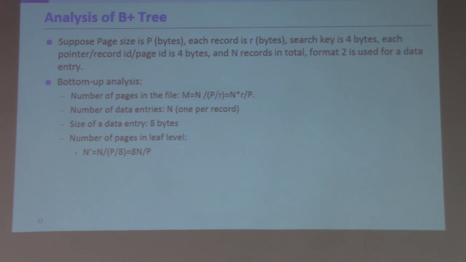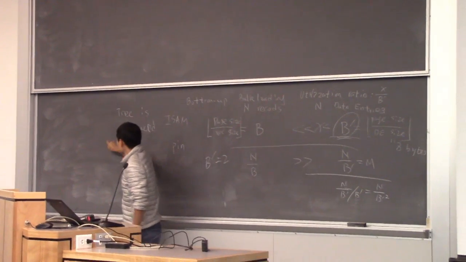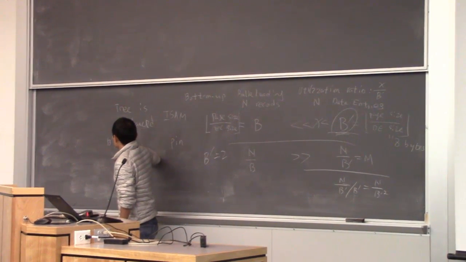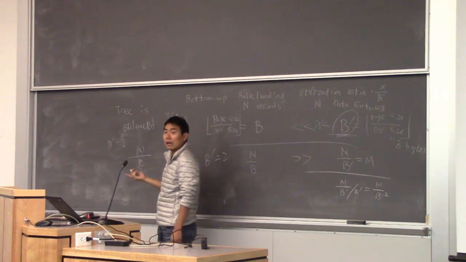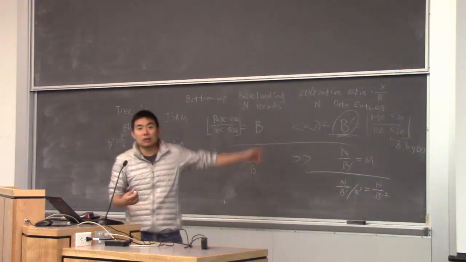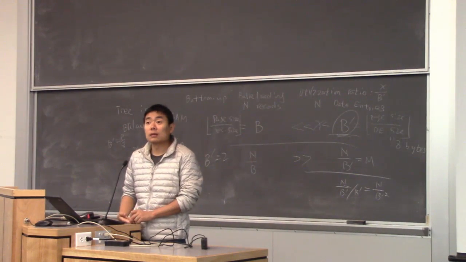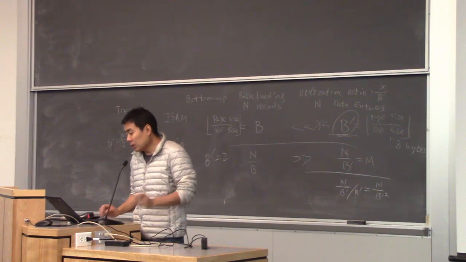for example, I get this value right here. The reason is you have n records that give you n data entries, and your page size is p. So b prime is p over 8. That's your b prime. So the number of leaf level pages is essentially this value. That's how you get the number over there. Does that make sense? Okay. And you continue this analysis.